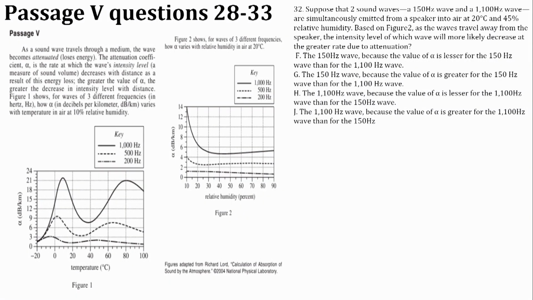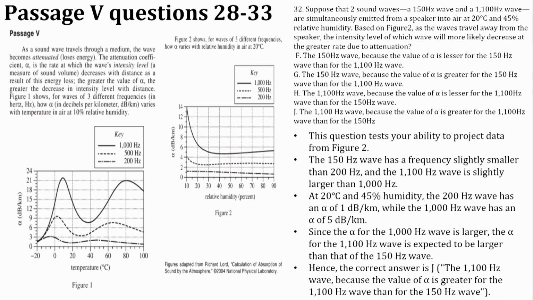Okay, here's our next one, 32. Suppose that two sound waves, a 150 hertz sound wave and a 1001 hertz sound wave, are simultaneously emitted from a speaker into air at 20 degrees Celsius and 45% relative humidity. Based on figure 2, as the wave travels away from the speaker, the intensity level of which wave will more likely decrease at the greater rate due to attenuation. The question tests your ability to project data from figure 2.